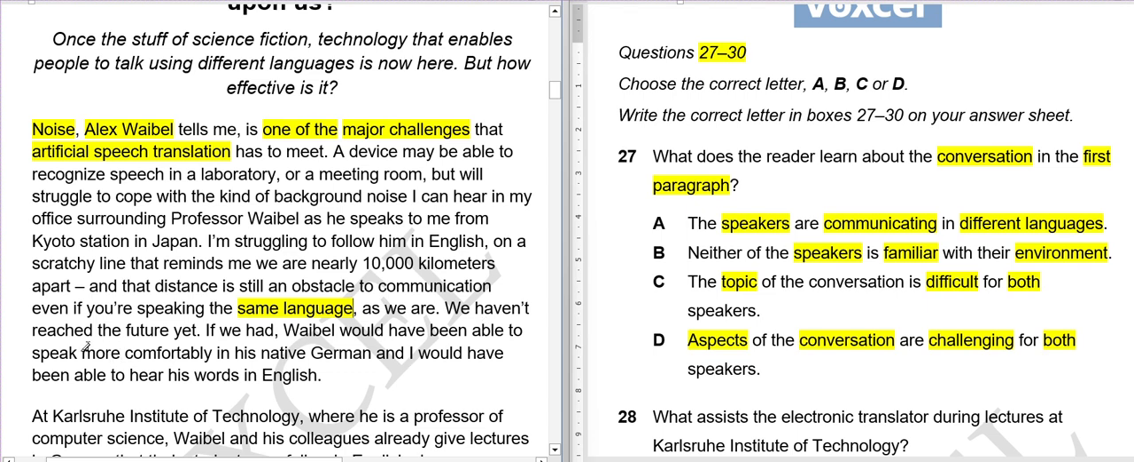We haven't reached the future yet. If we had, Webel would have been able to speak more comfortably in his native German, and I would have been able to hear his words in English.